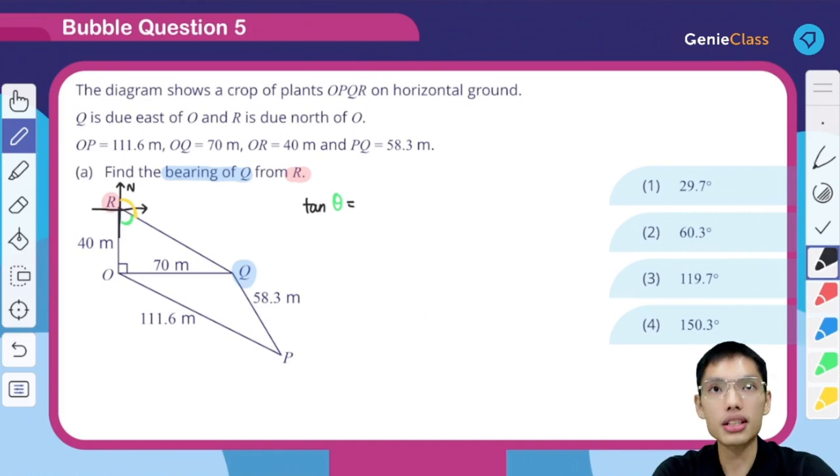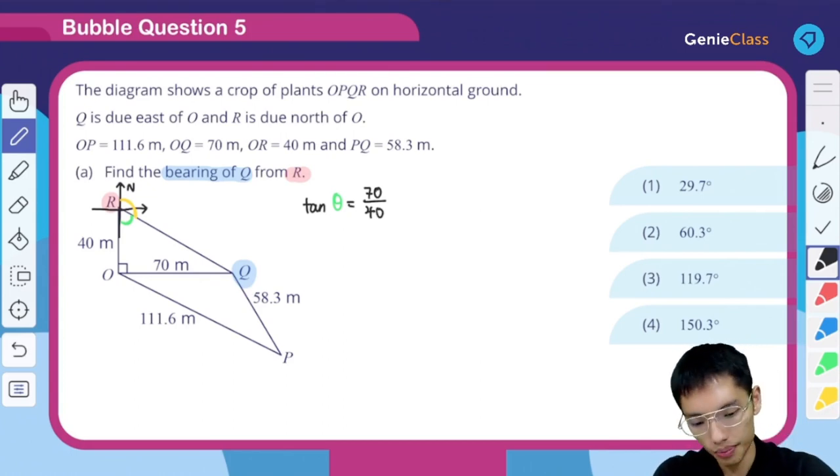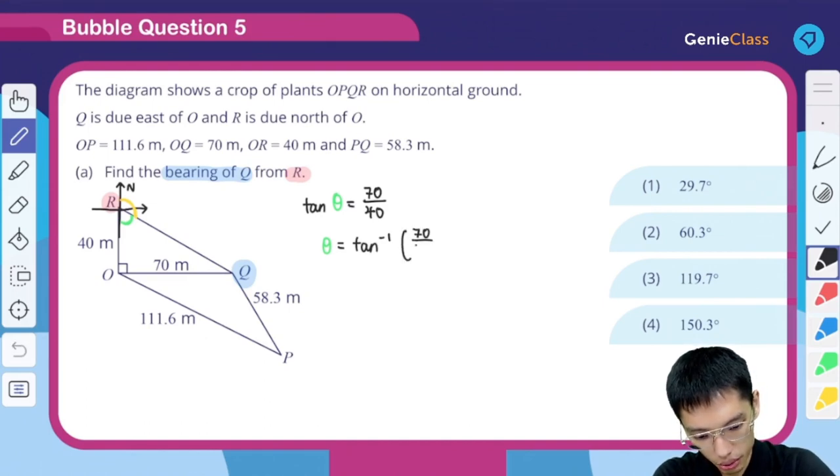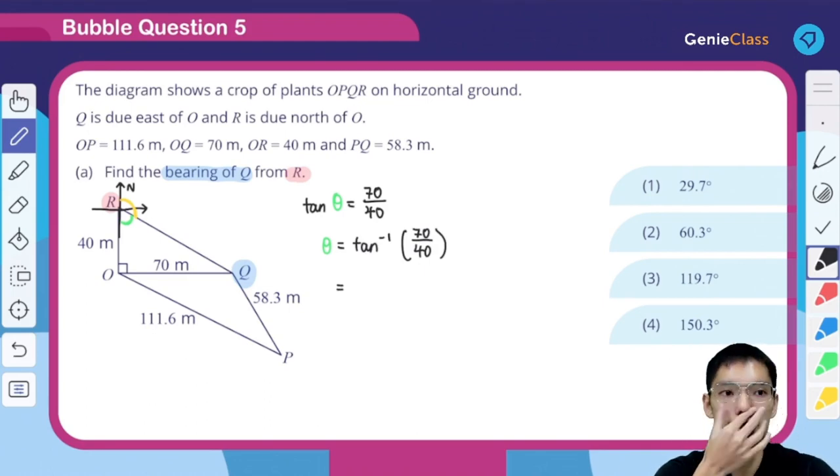This is equals to, in this case, opposite over adjacent. Okay, remember, opposite over adjacent. What is the opposite? What is the adjacent? You have to be very clear based on the angle. So therefore, if I were to solve my theta now, this is going to be tangent inverse of 70 over 40. This is equals to, take your calculator, press it, make sure it's in degrees.